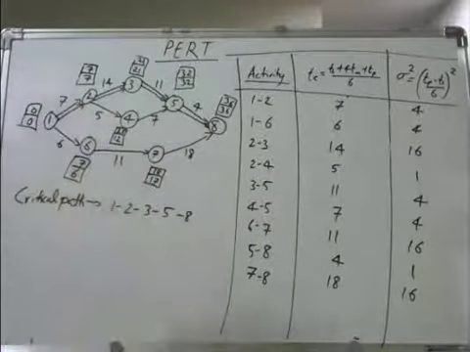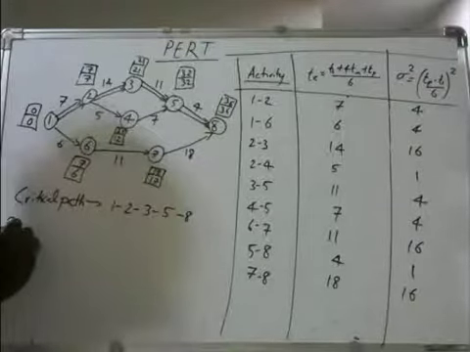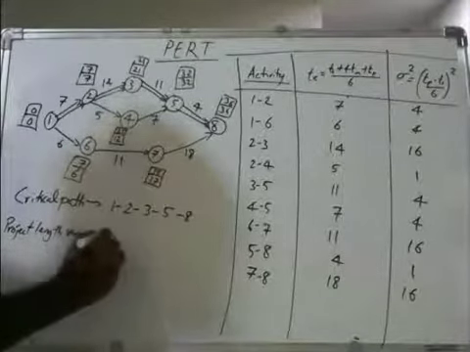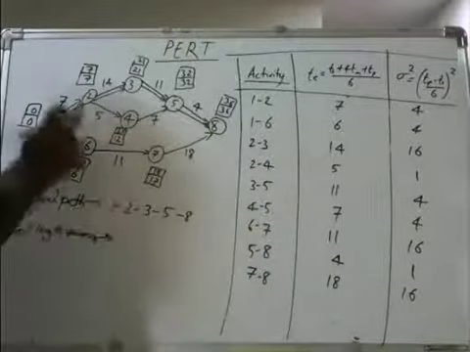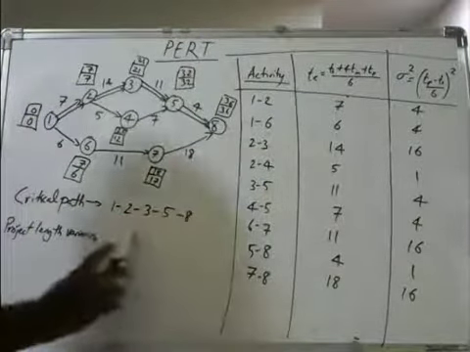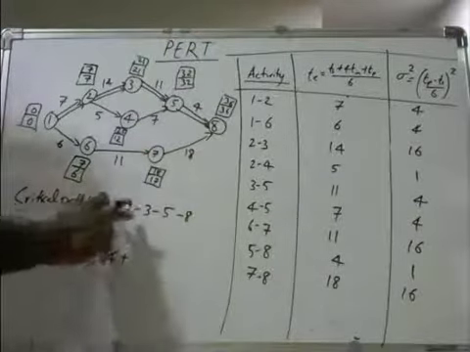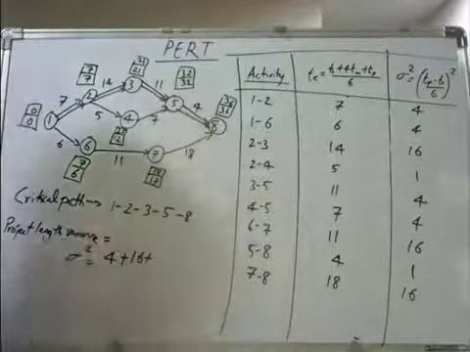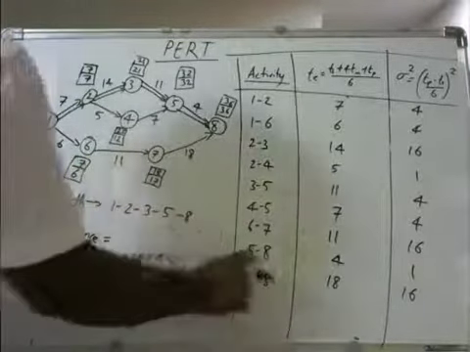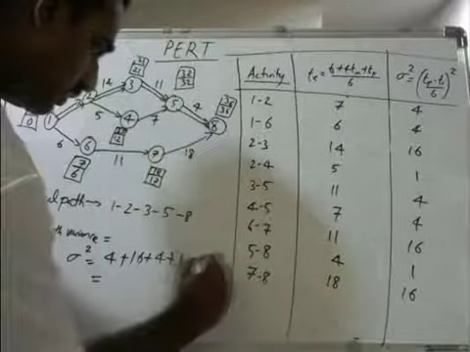Before writing that, let us write the project length variance. The project length variance is how much? 1 to 2 is 4. So the variance, sigma square, is equal to 4 plus 2 to 3, which is 16. Then 3 to 5 is 4. Then 5 to 8 is 1. If you calculate this, the project length variance is 25.